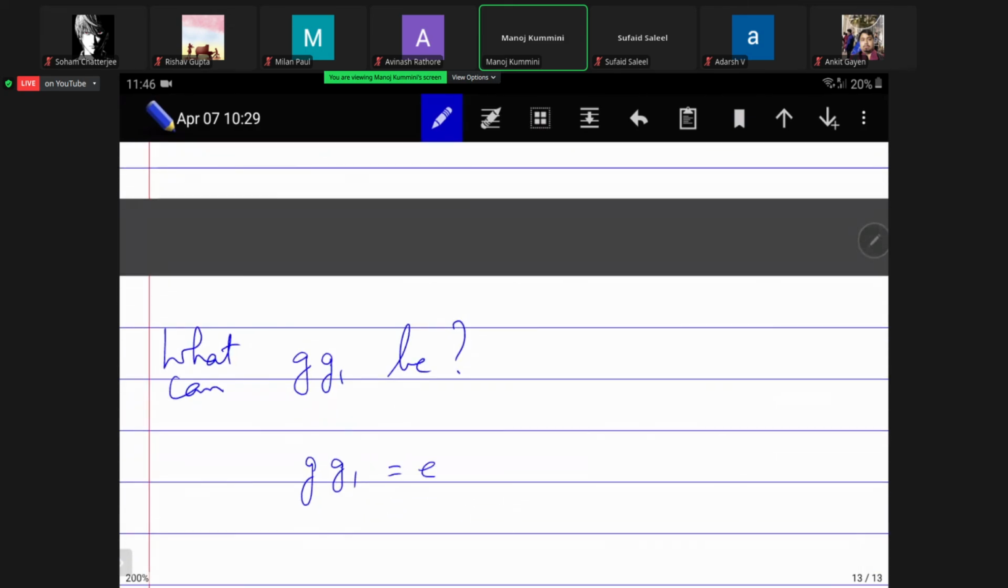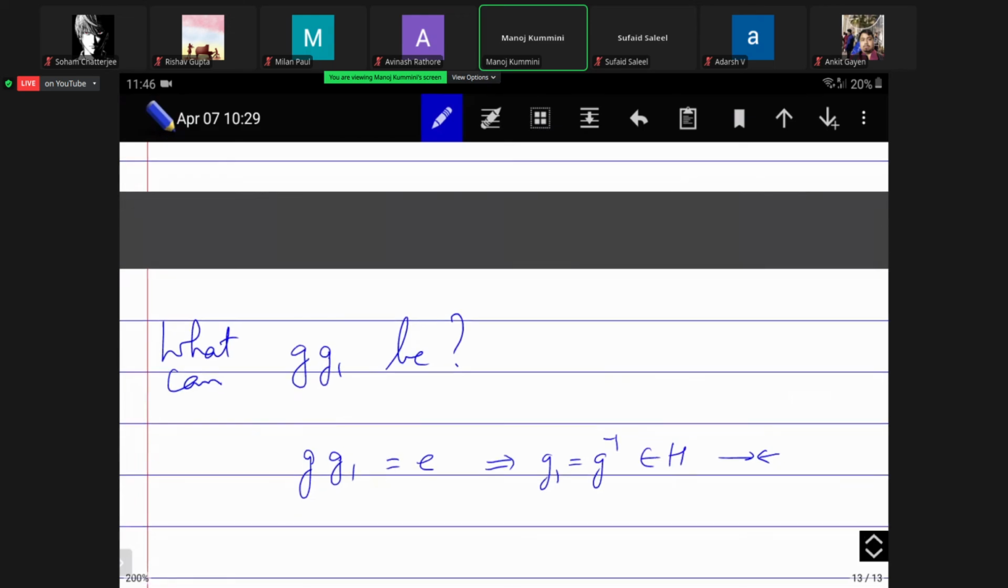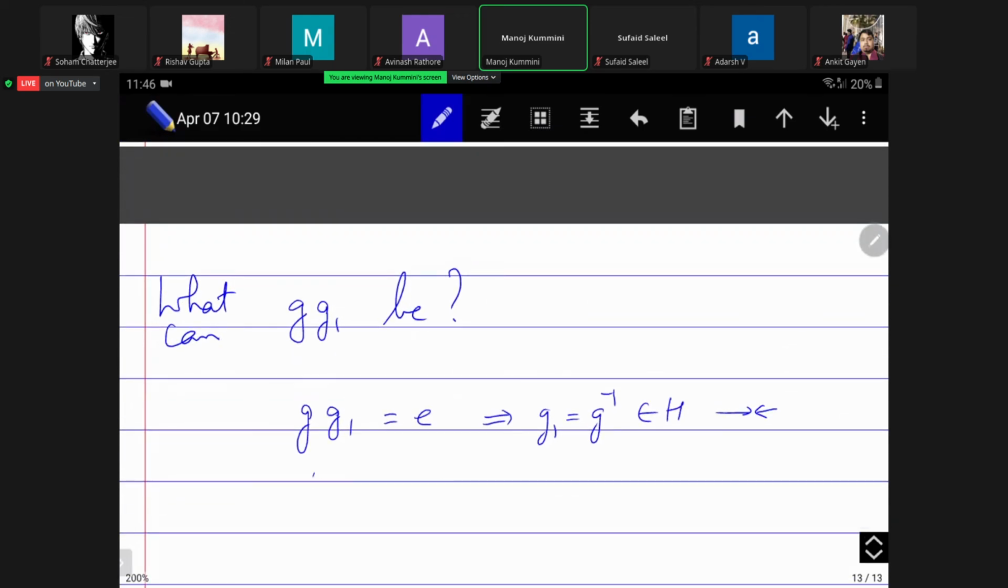G1 is identity implies that G1's inverse is inside H. That is a contradiction, right? Because G1 is an element of the other coset, not H. G1 is G implies that G1 is identity, which is inside H. That is also a contradiction.